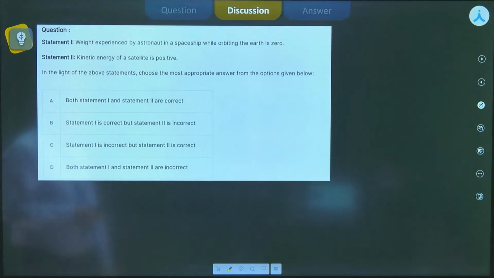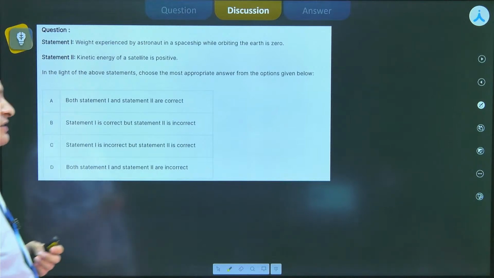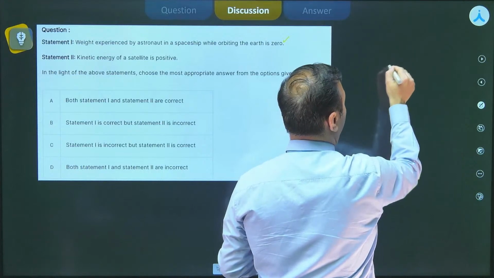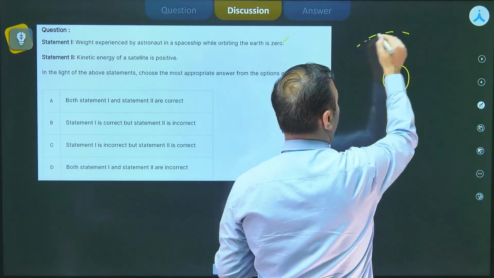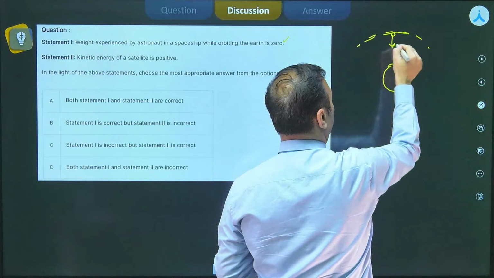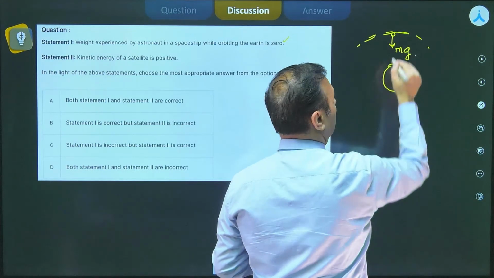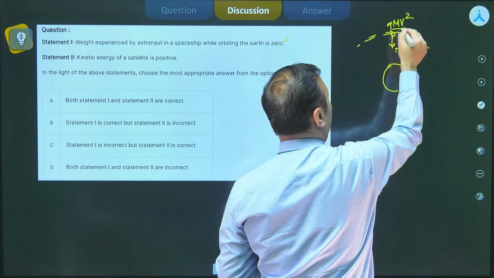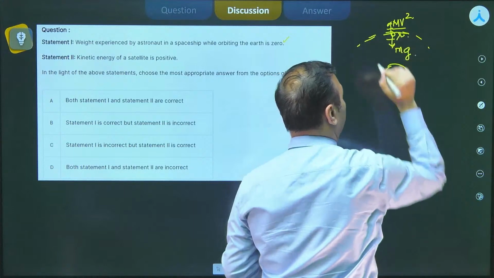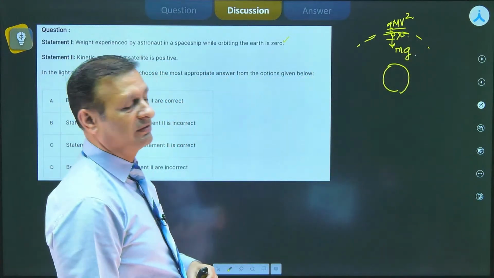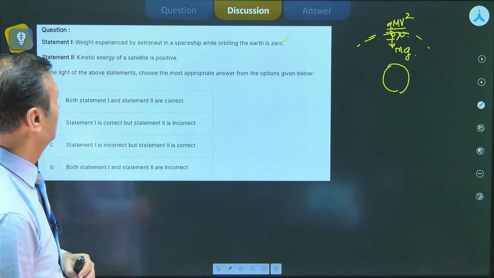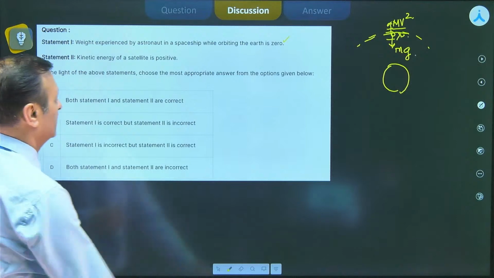Now, weight experienced by an astronaut in a spaceship while orbiting the Earth is 0. Yes, this is a correct statement. If you look at this, this is your Earth, this is your spacecraft, so this is mg, and this is the centrifugal force, centripetal force. So this is being balanced by this when you look from the satellite point of view. So this is 0.